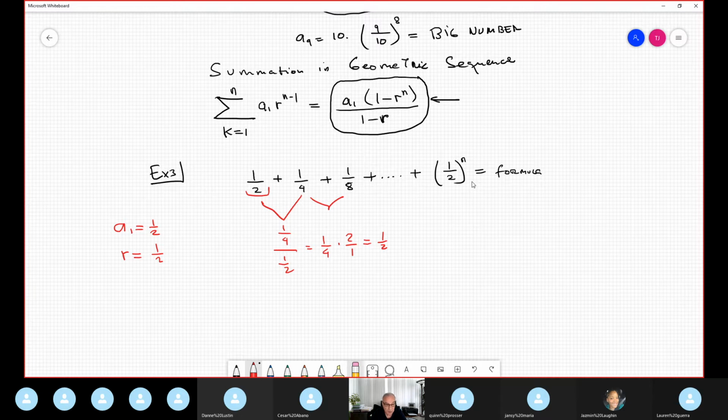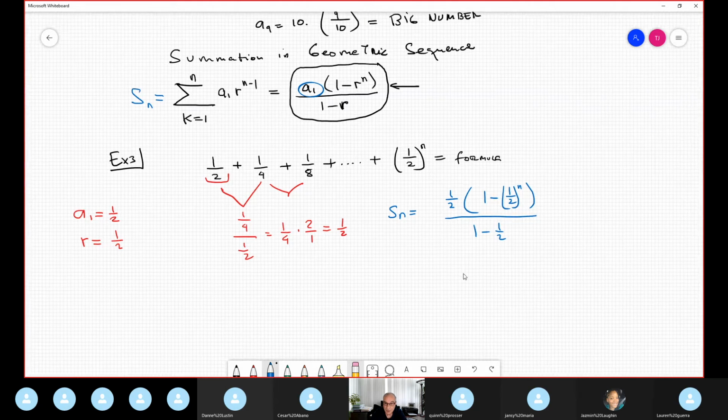Entonces, I use the formula. The formula says S sub n, summation, look, it's the same as this. Summation of the n is 1/2. This guy is 1/2. Parentheses 1 minus 1/2 raised to the n power divided by 1 minus 1/2. Okay, 1 minus 1/2 is 1/2.